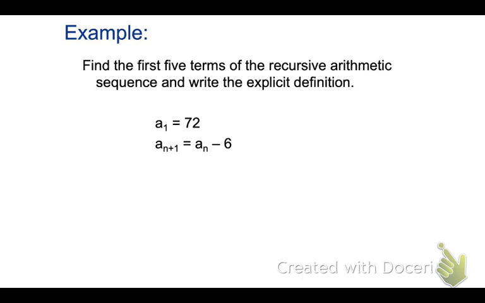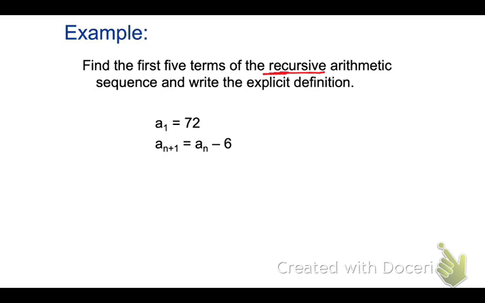Now, recursive, which I kind of hinted to. And I think this is the last one we're doing. Okay, so explicit is what we've been doing. We could plug in any number of term and we could find it right away. Recursive is recursive. Recurse means to happen over and over and over again. So with recursive, you have to have initial conditions, at least one.